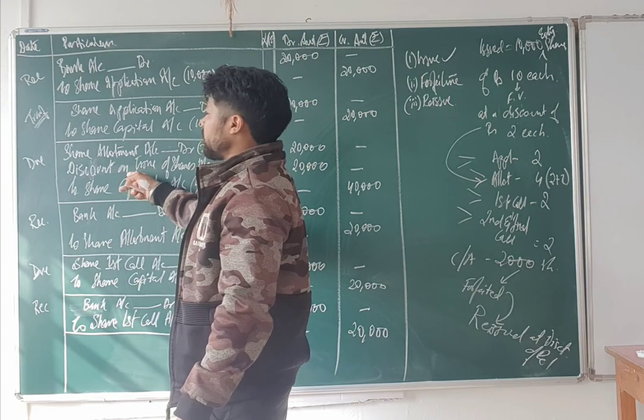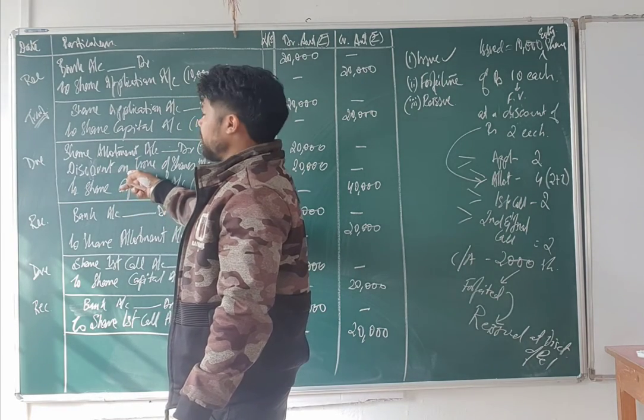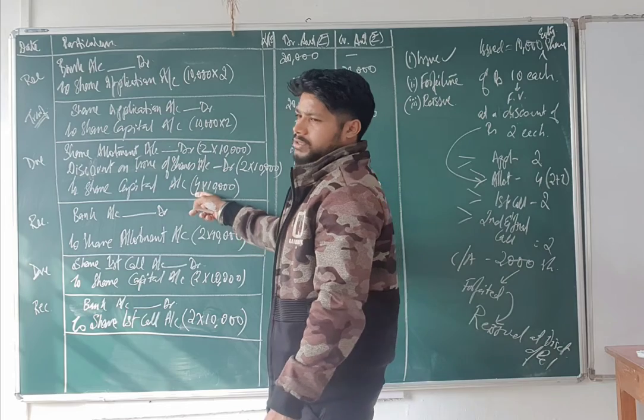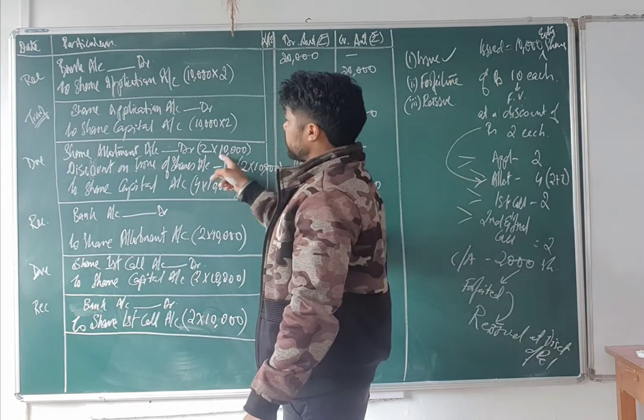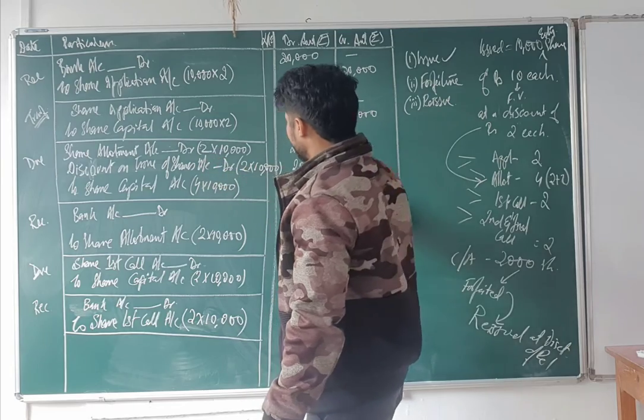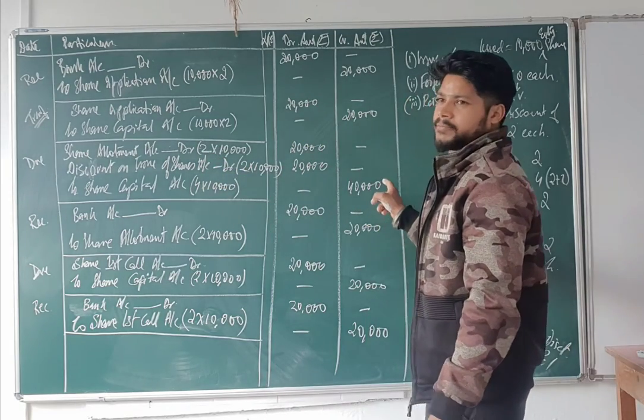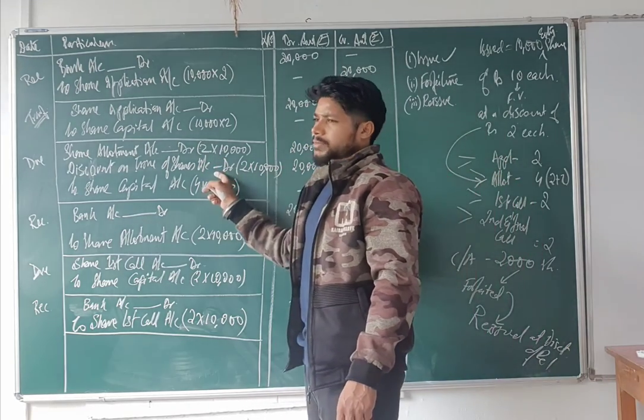Since discount is there, put it in the debit side. Is it okay? And put here 4 rupees. Total 4 rupees for the allotment: 2 rupees for discount, 2 rupees for allotment. So, both sides done. Is it okay? Discount is a loss, debit side.